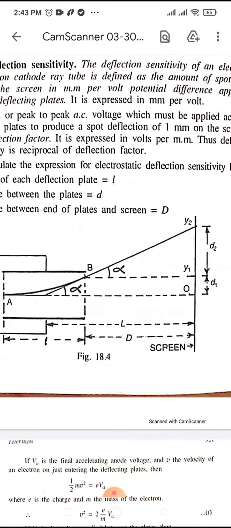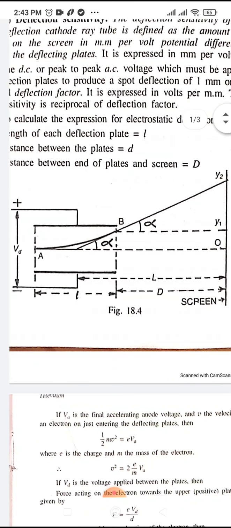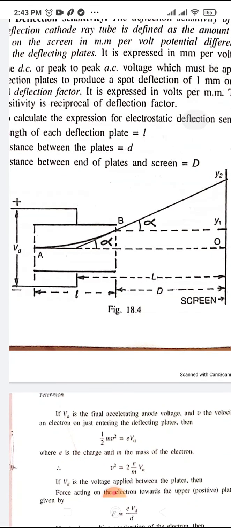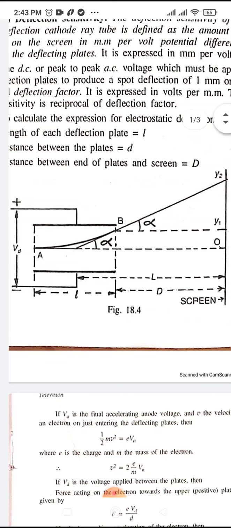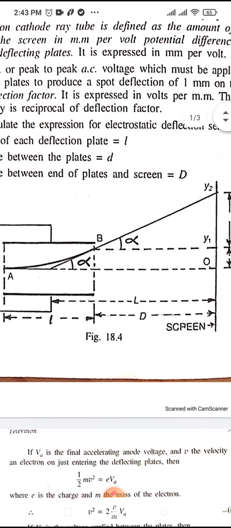To calculate the expression for electrostatic deflection sensitivity, let us have this diagram in mind, in which the length of each deflection plate is small l, while the distance between the plates is small d, and the distance between the ends of plate and screen is capital D.